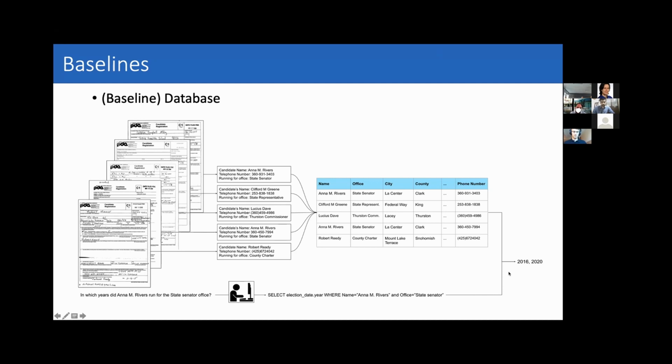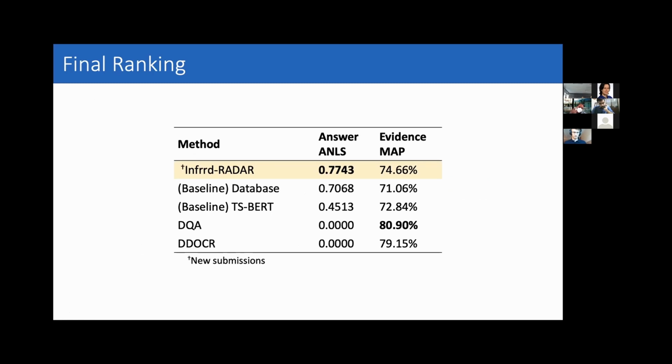Notice that this baseline is very ad hoc and cannot generalize at all, but we thought that nevertheless it gives a different point of view that is still interesting. The final ranking on this task is this one, where Infrrd.ai won with the greater ANLSL, but nevertheless realize that the evidence scoring, the previous ones, DQA and DOCR, are still a little bit better than the current winner.